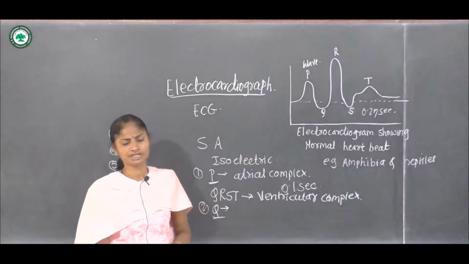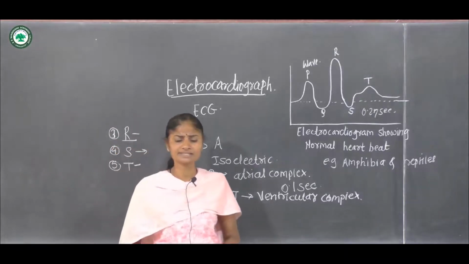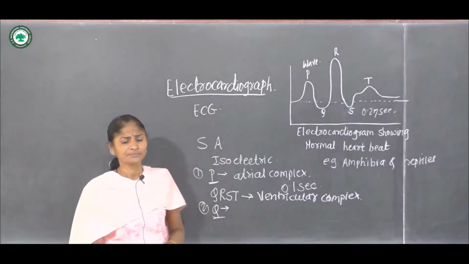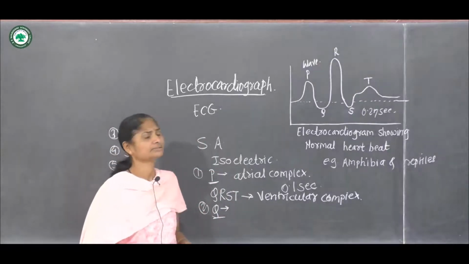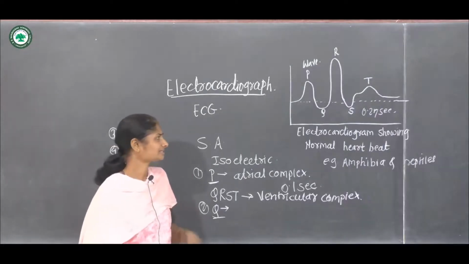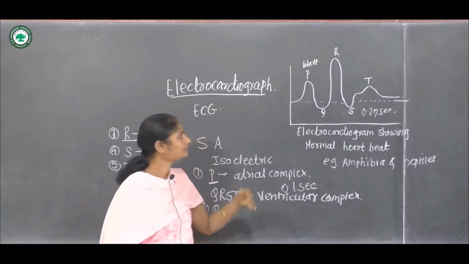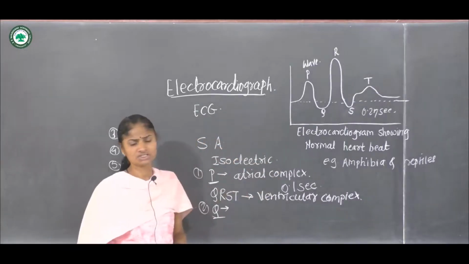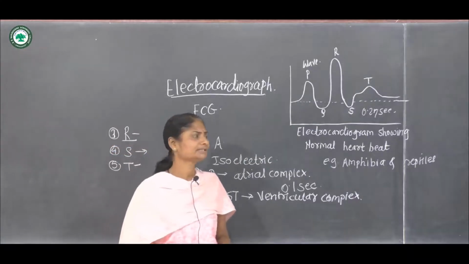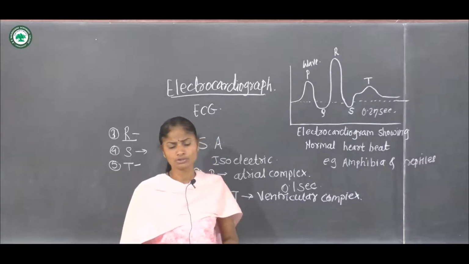ECG can be used to measure the rate and rhythm of heartbeats, the size as well as position of the heart chambers, and the presence of any damage to the heart muscle cells or conduction system. The effect of drugs on the heart also impacts the ECG, and these drugs also impact the pacemaker, that is the SA node.